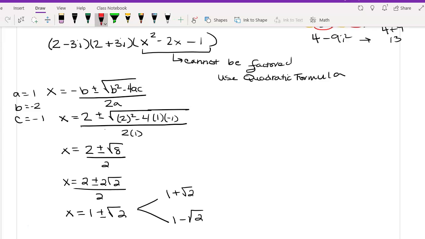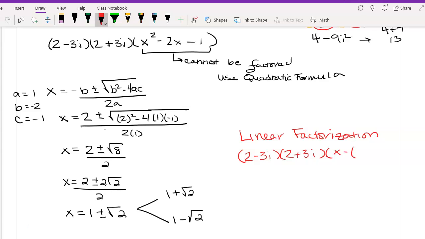So, our linear factorization says that we had 2 minus 3i as a factor, 2 plus 3i as a factor, and then x minus the quantity 1 plus square root of 2, and x minus the quantity 1 minus the square root of 2. There is our linear factorization. That solves the problem. I answered the question.